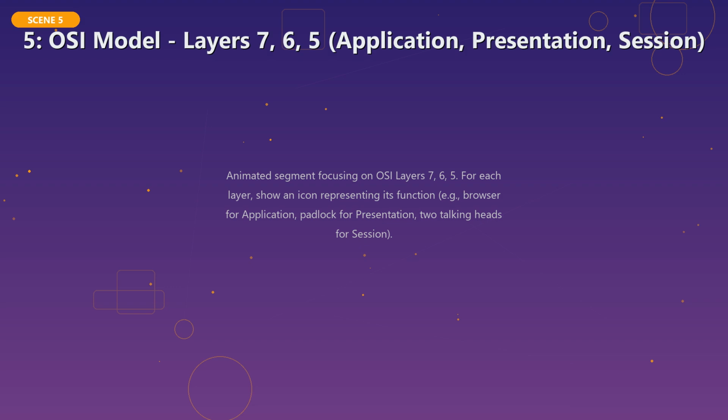Layer 6, the presentation layer. This layer is responsible for data translation, encryption, and compression. It ensures that data sent from the application layer of one system is readable by the application layer of another system. For example, if you send an email with an encrypted attachment, the presentation layer handles that encryption and decryption. It also deals with data formatting, like converting character sets or images.